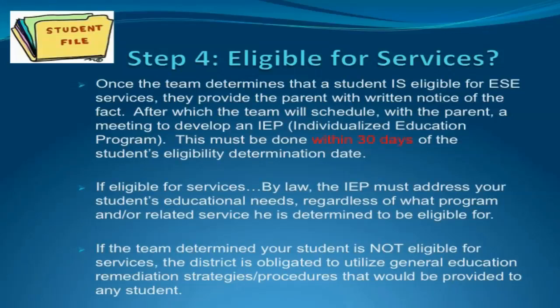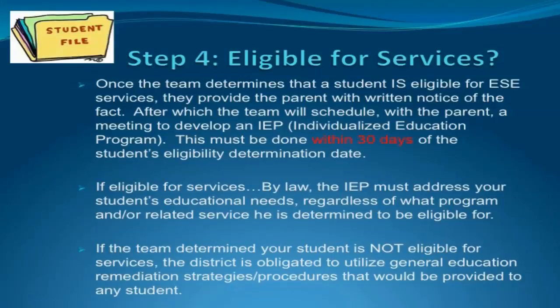So step 4 is actually stating whether they think the student is eligible or ineligible for services. And once the team determines that a student is eligible for ESE services, they provide the parent with written notice of that fact. So you will get what's called an eligibility notice. If you look back through the years, to the first time you had an initial evaluation, you'll find a piece of paper that says eligibility notice, and it probably has your signature and a few other people's signatures on there. After that, the team will schedule a meeting with you to develop the IEP.